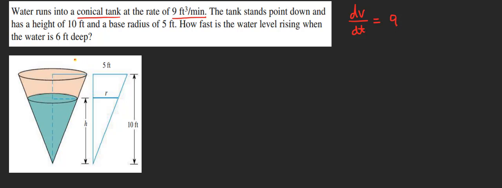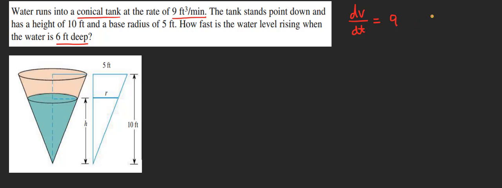And since the water is being poured in, you know that the volume is increasing, so dV/dt will be positive. The tank stands point down, which means this point has to be at the bottom, and it has a height of 10 feet, and the base radius is 5. We need to find how fast the water level is rising when the water is 6 feet deep.